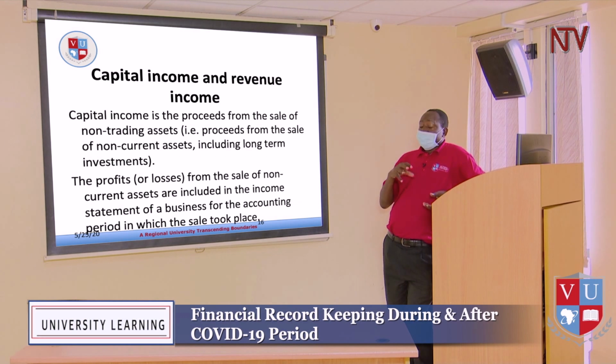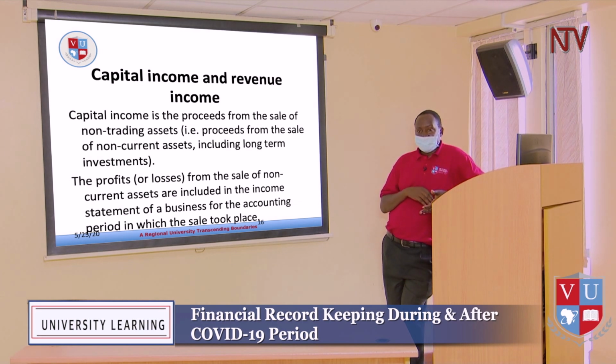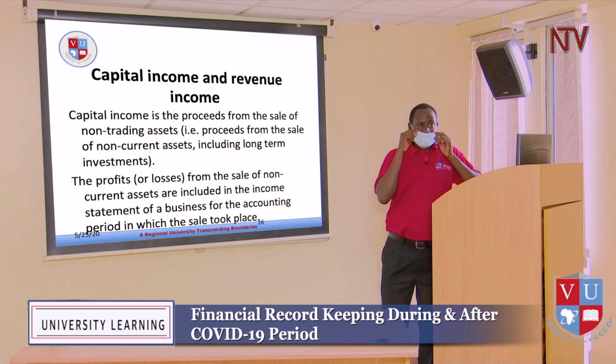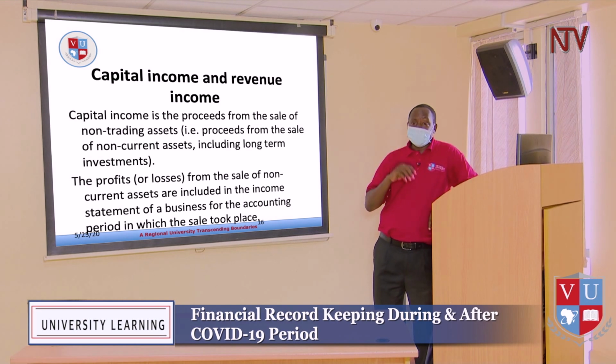Now, because this is income from the sale of non-current assets, it's not put in our income statement. No, it's not. However, revenue income, which is the income from the ordinary trading activities of the business, is included in our income statement. However, it can happen that in the sale of a non-current asset, you make some profit on that asset.